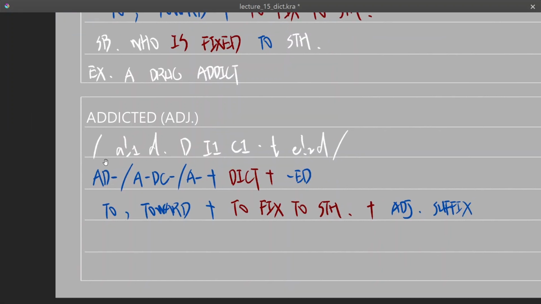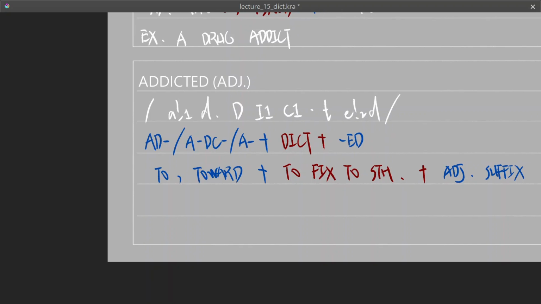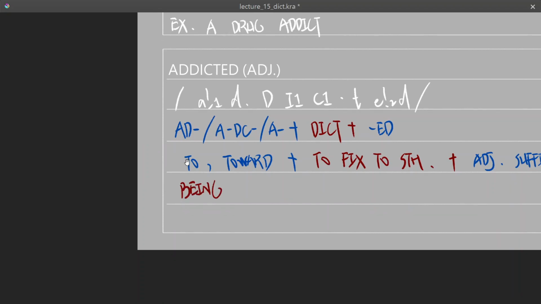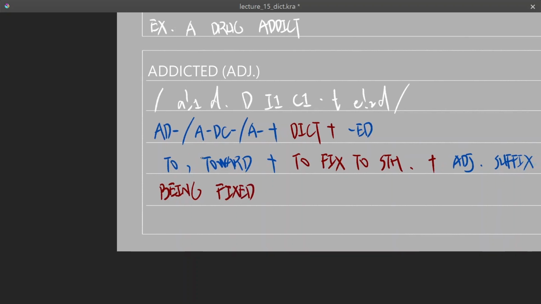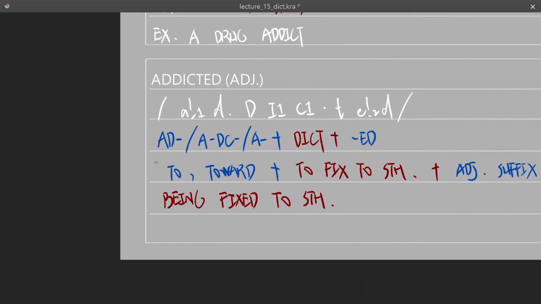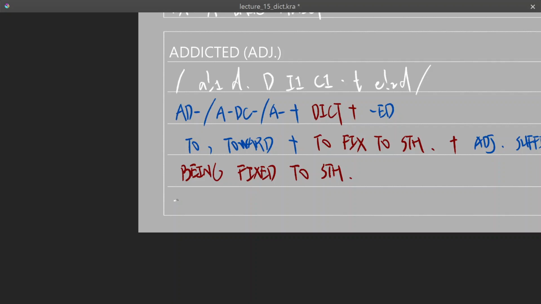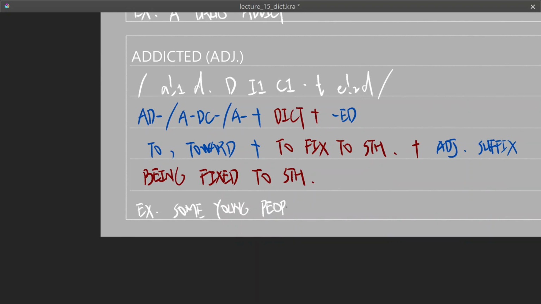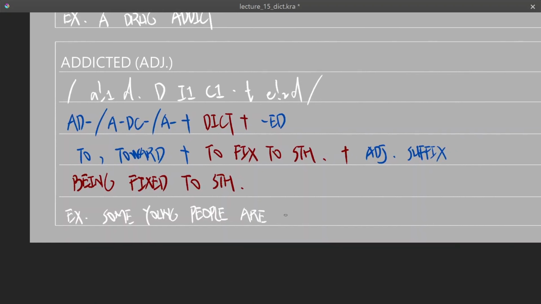All right, addicted. So addicted literally means being fixed to something. Yeah, that's it. Being fixed to something. All right. So for example, we could say, let's say, some young people, or some teenagers, young people are addicted to drugs.